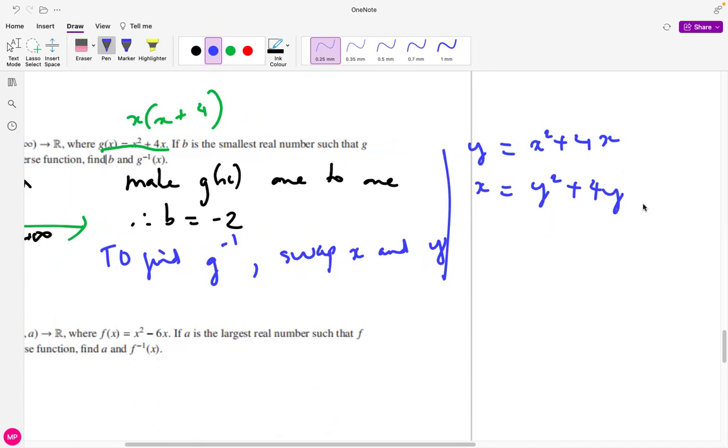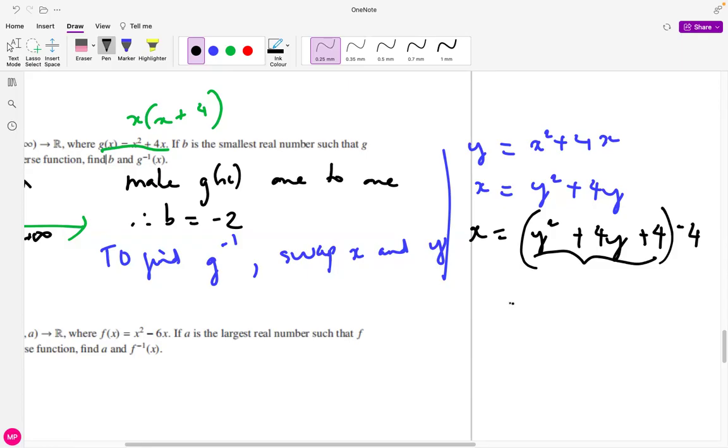Now, because here you have 2y, you have an option. You can complete the square to make it into 1y. So to complete the square, you will have x equals y squared plus 4y plus... half of 4 is 2 and 2 squared equals 4. So you would do plus 4 minus 4. So this one will end up equal to y plus 2 squared minus 4. Then you bring the 4 over. So x plus 4 equals y plus 2 squared.